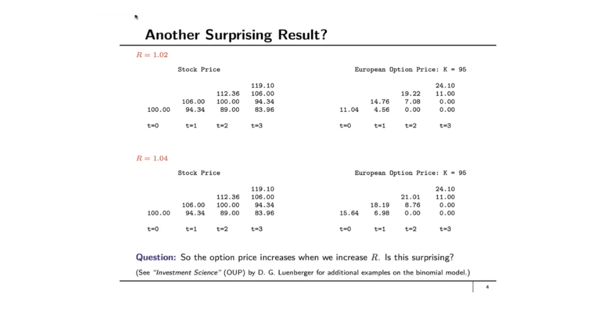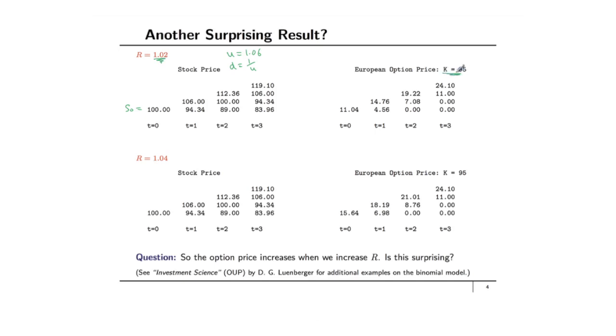Consider the following three-period binomial model, which we have here. The stock price starts off at S0 equal to 100, and it goes up by a factor of U equals 1.06, or it decreases by a factor of D in every period. The gross risk-free rate is 1.02, and we want to price a European call option with strike K equals 95.